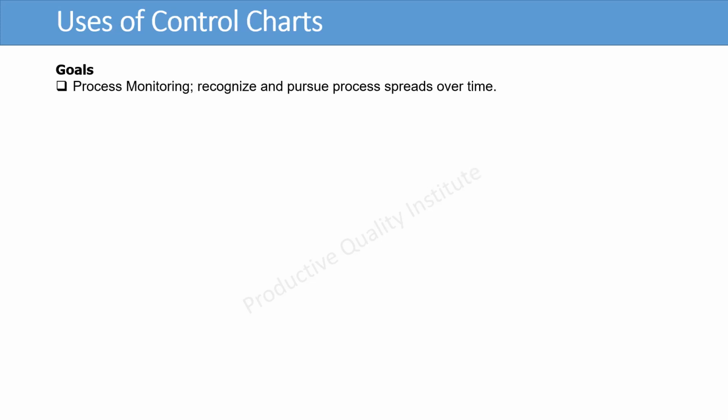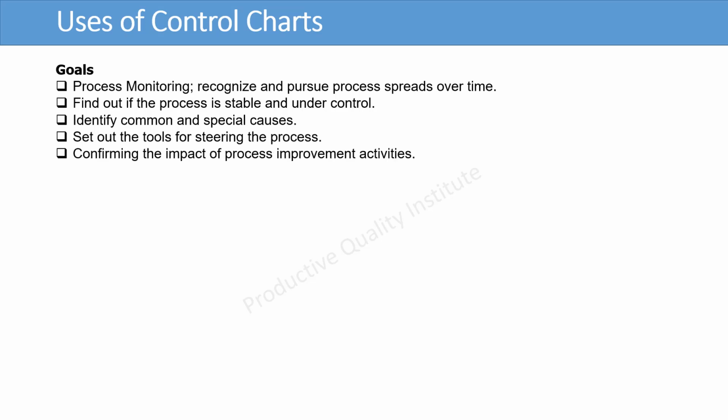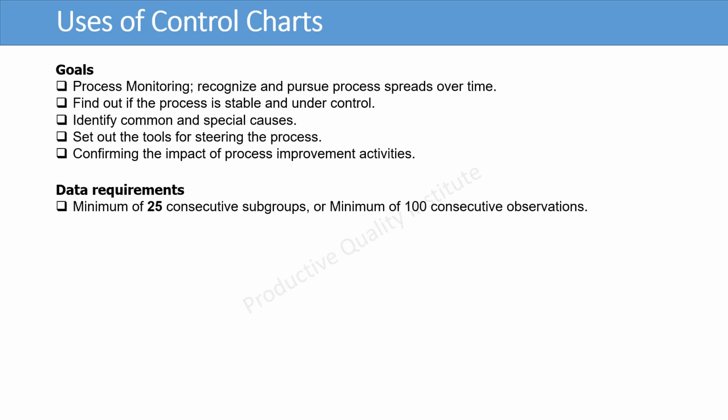The goals are process monitoring, recognizing and pursuing process spread over time, finding out if the process is stable and under control, identifying common and special causes, setting out the tools for steering the process, and confirming the impact of process improvement activities. Data requirements: a minimum of 25 consecutive subgroups, or a minimum of 100 consecutive observations. Data must be in time series order.